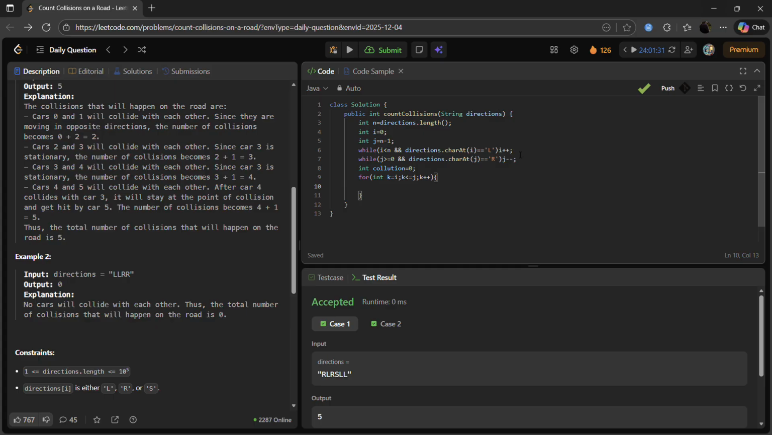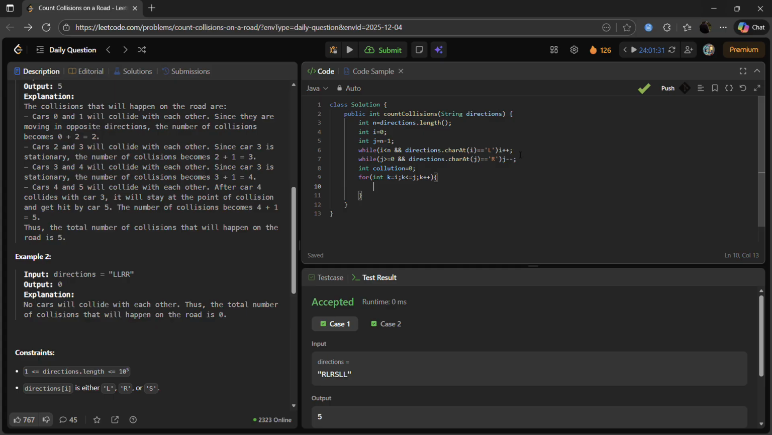So if left and right both collide, what happens? The collision value will be 2, and if left is colliding with S, we get 1, and if R is colliding with S, we get 1. Which means for each L and R, the collision will be increased by 1. So if L and R are colliding, it will be 2. If it is only L colliding with stationary, we get 1. If it is only R colliding with stationary, we get 1. So we can directly iterate through the substring which we have now, and for each L and R, we can increment the count by 1.